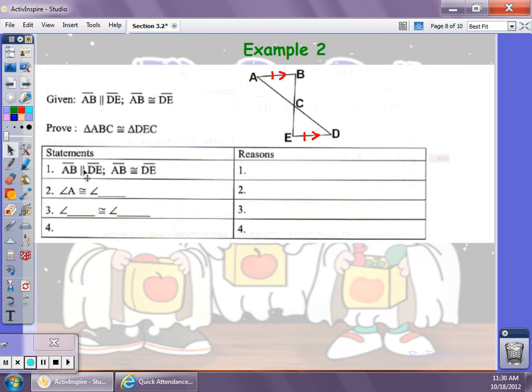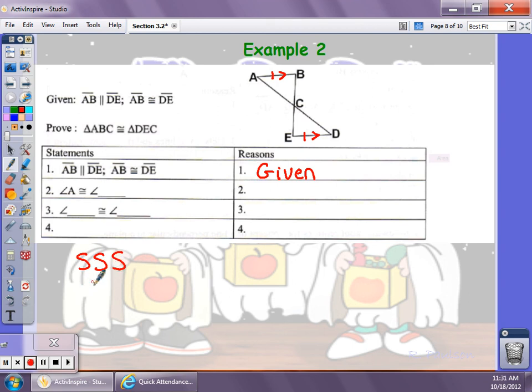So in our proof, we're going to start with our given statement. We're going to state that AB is parallel to DE and that segment AB is congruent to segment DE based on given. Now, when we're trying to figure out these proofs, we want to prove one of the three postulates that we just learned.